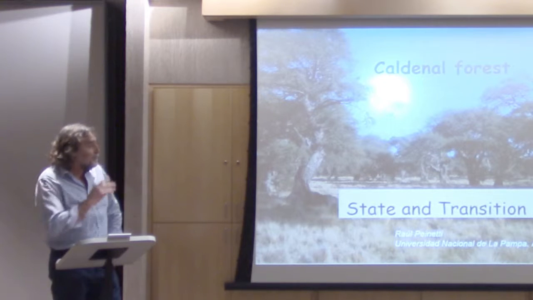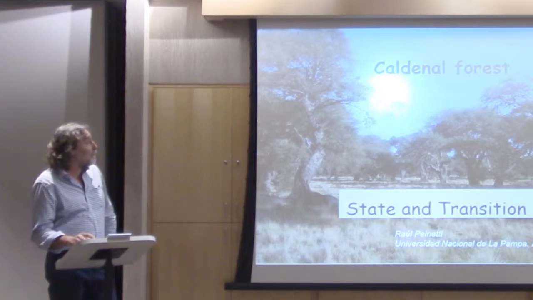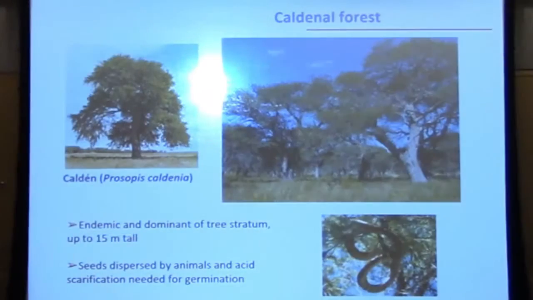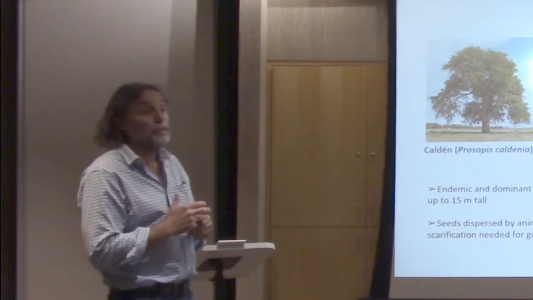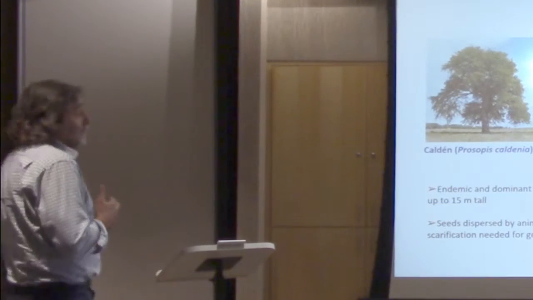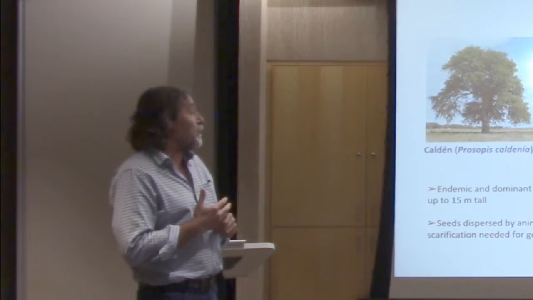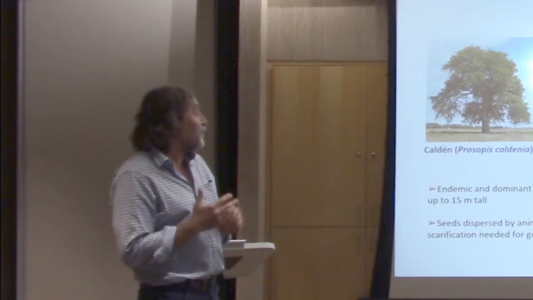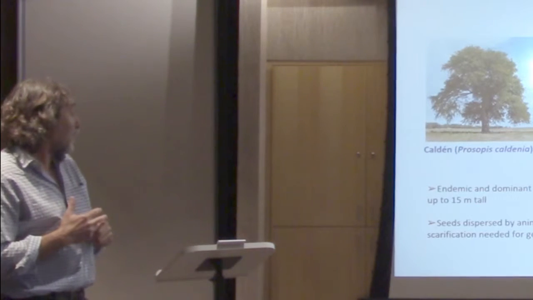So I will talk specifically about this Caldenal forest, and I will introduce you a little bit to what we call the Caldenal forest. It's a semi-arid forest characterized by the dominance of a species called Caldenal, Prosopis caldenia. There are several Prosopis species in Argentina, but this one in particular is dominant in a central area of Argentina. I will show you later some maps to see where we are.